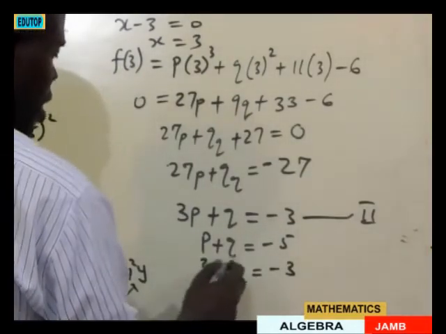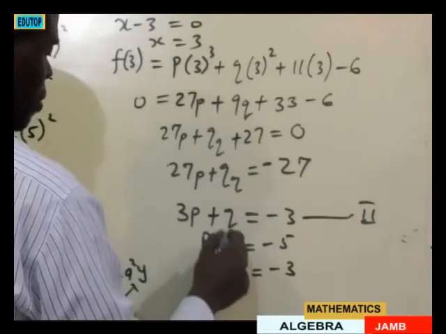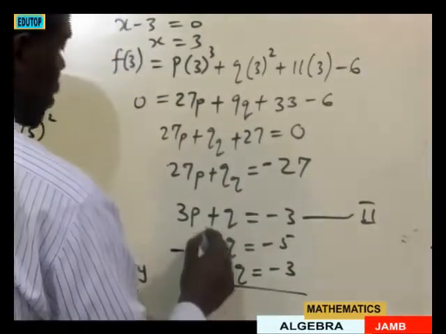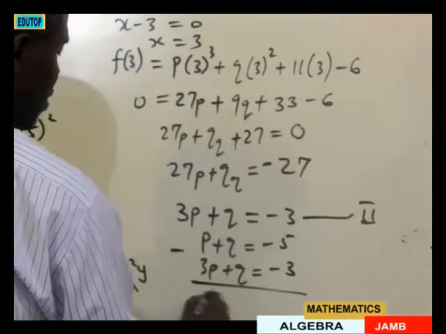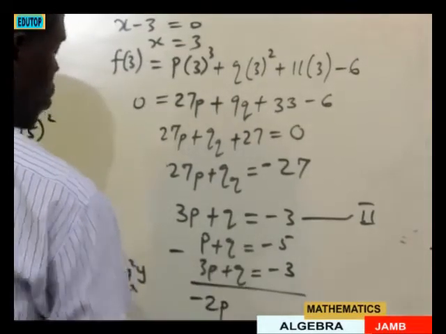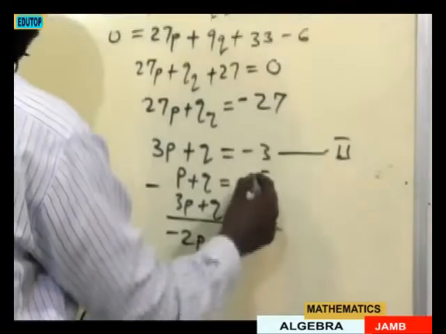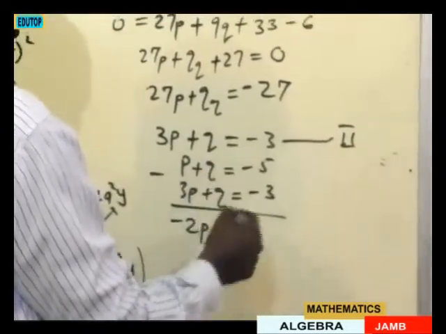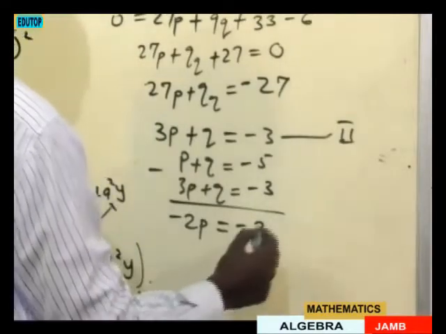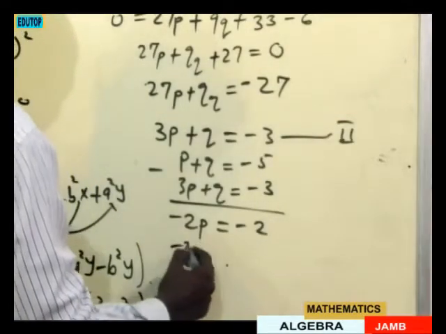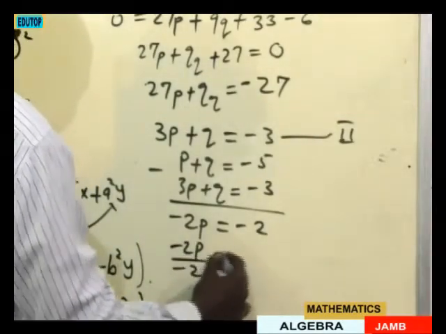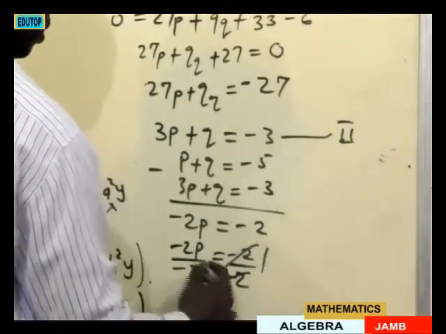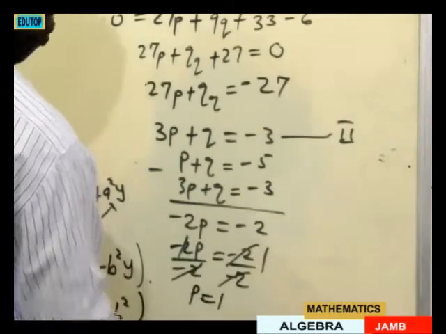So now, in order to eliminate this q constant, whose coefficients are the same, let me just subtract. So if I subtract, p minus 3p, that's minus 2p. Q minus q, 0. Then I have minus 5 minus 3. That's minus 5 plus 3. That's minus 2. Then let me divide both sides by minus 2. Minus 2p divided by minus 2. Minus 2 divided by minus 2. So this one becomes 1. And my p equals 1.